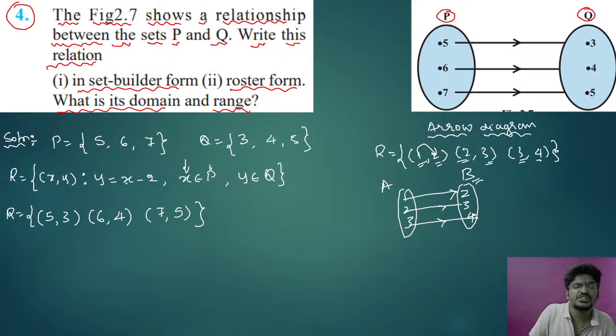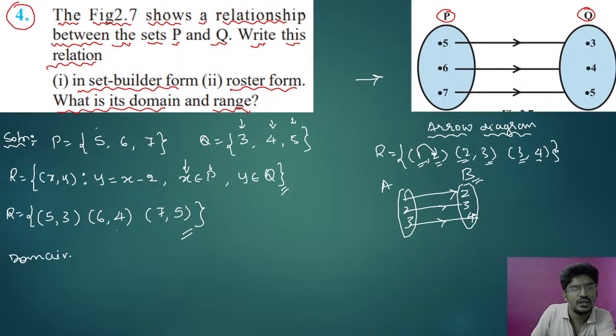Clear? It has to satisfy this equation. See here, if I take first 5, 5 minus 2 is 3. If I take 6, 6 minus 2 is 4. If I take 7, 7 minus 2 is 5. So this is your required roster form. Clear? This is your set builder form. We have written it from this diagram, because you can just see that each and every element of Q differs by 2. 5 and 3 have difference 2. 6 and 4 have difference 2. 7 and 5 have difference 2. Clear? So that's why we can write like this.